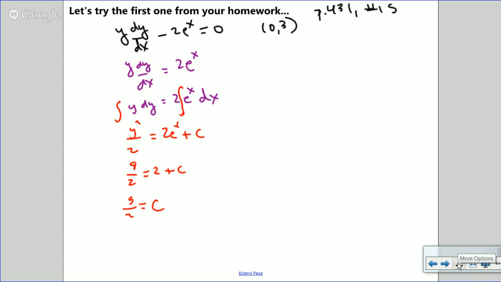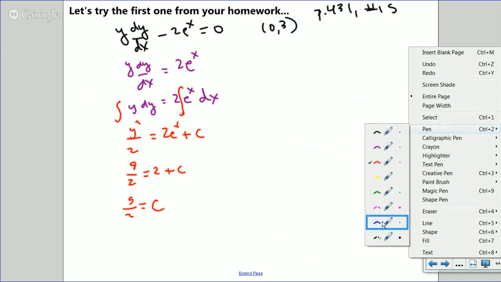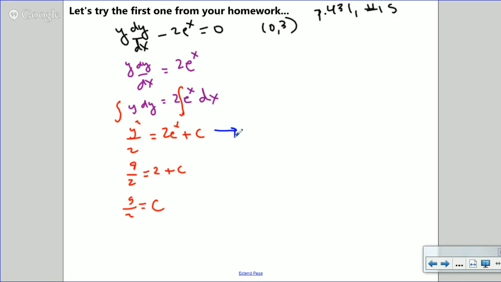Okay, what now? Now we plug that c value back into when we first introduced c right here, right? So y squared divided by 2 equals 2e to the x plus 5 halves. Okay, I want to do what now? Solve for y. So how would you do that? Should we multiply both sides by 2? So y squared equals 4e to the x plus 5, right? Those 2's are going to undo each other.